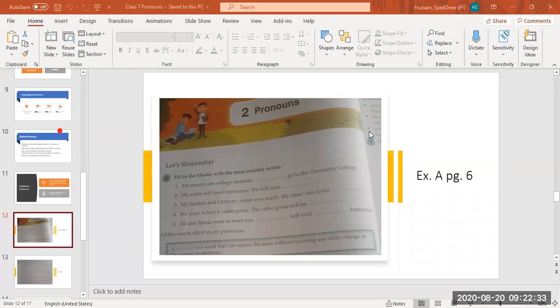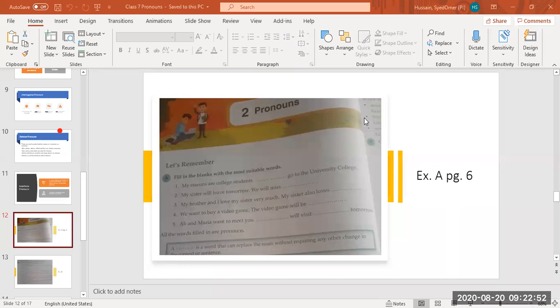Yes, Khatija, number third. My brother and I love my sister very much. My sister also loves dad. Us. Correct. Good.